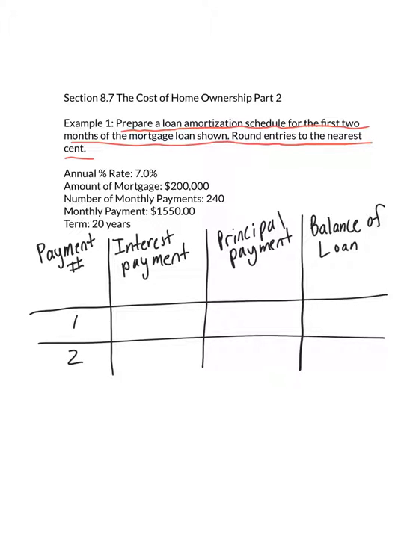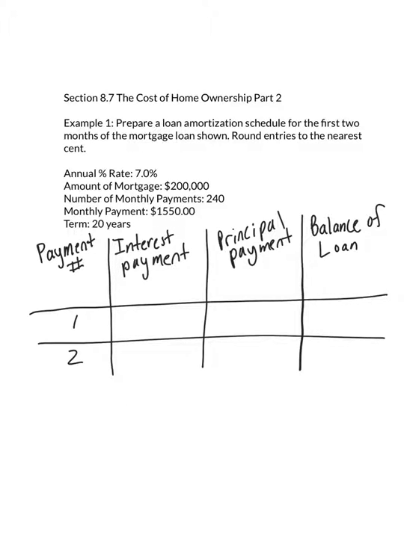So in this particular example, the interest rate we're being charged is 7%. The amount of mortgage that we borrowed here is $200,000. The number of monthly payments is 240. And our monthly payment is $1,550 for this mortgage payment. This is the principal and interest monthly payment, in other words. This is a 20-year loan. And we're just going to do the first 2 months, so 6 boxes.